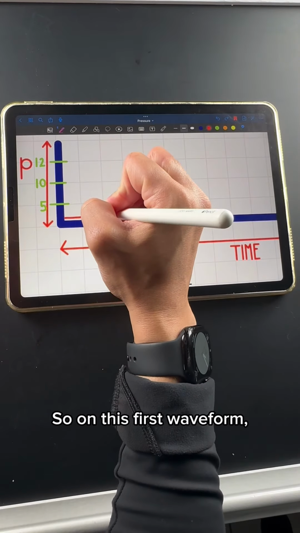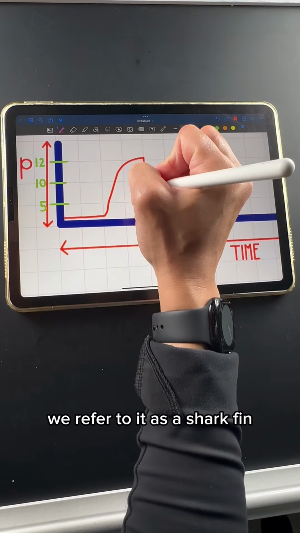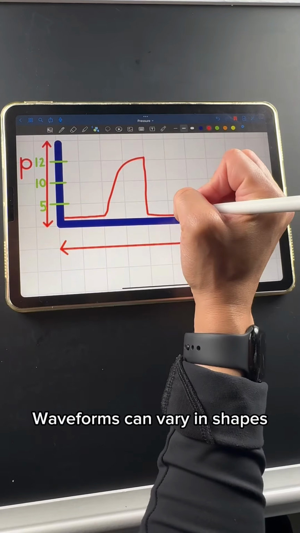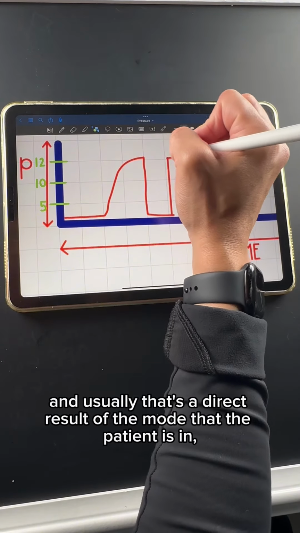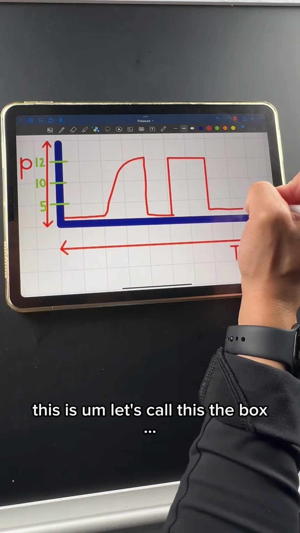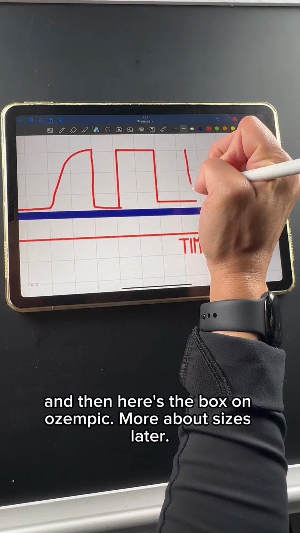So on this first waveform, we refer to it as a shark fin, and I assume that you are smart enough to know why. Waveforms can vary in shapes, and usually that's a direct result of the mode that the patient is in and what is happening with their breath. So here's another shape we have here. Let's call this the box. And then here's the box on Ozempic.